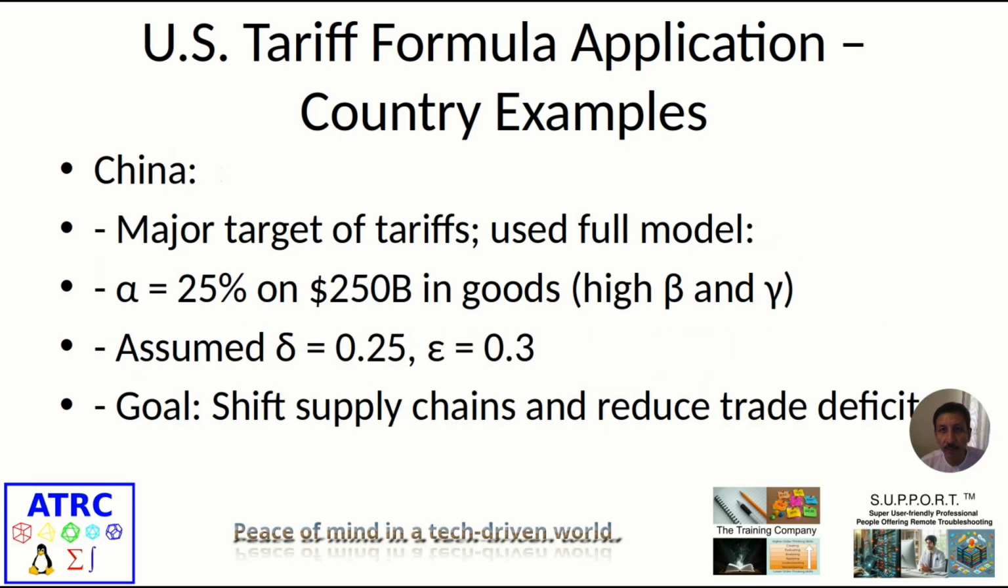With China, the full formula was in play. A 25% tariff on over $250 billion worth of goods, very high beta, very high gamma. The US assumed the 25% increase in local production, delta, and some loss in demand, epsilon 0.3. The goal was to force supply chains to shift and shrink the trade deficit, as Trump keeps saying, China, China, China. And that was the main idea behind this formula.